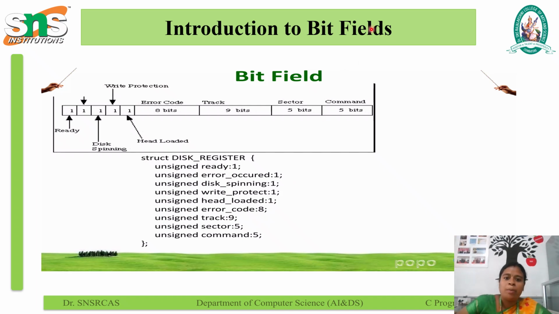What they are: members of a structure or union. The purpose is to efficiently use memory, especially in systems where memory is limited or when you need to store a collection of flags. Syntax: a colon followed by the number of bits is used after the name. This is an example for bit fields, showing how many bits are split in different ways.